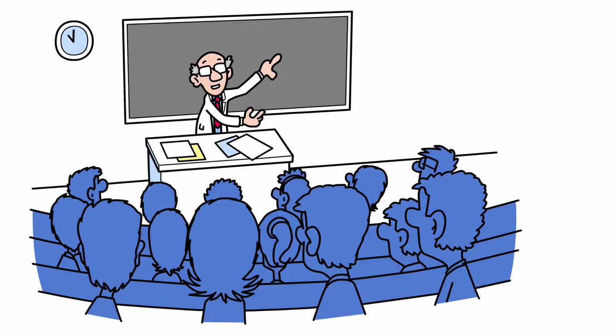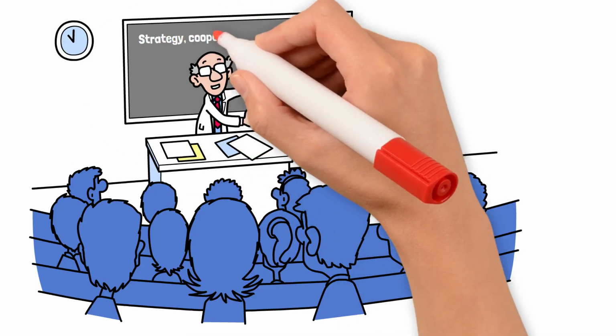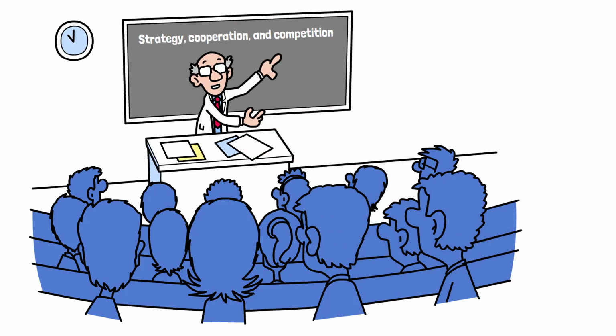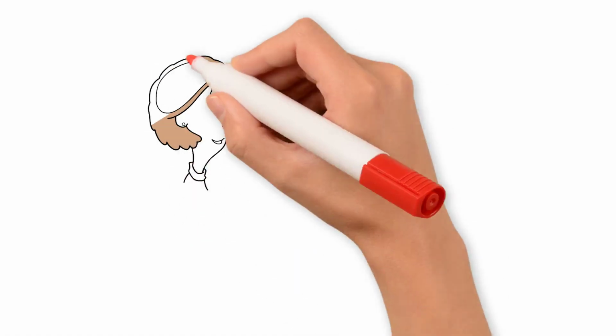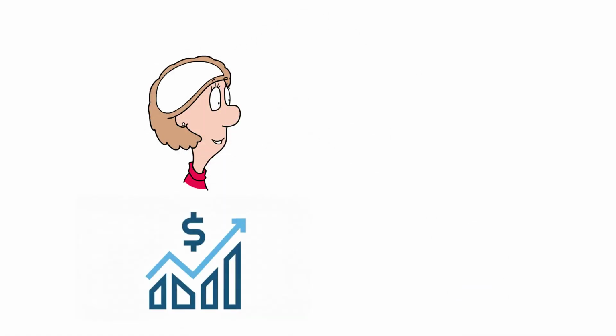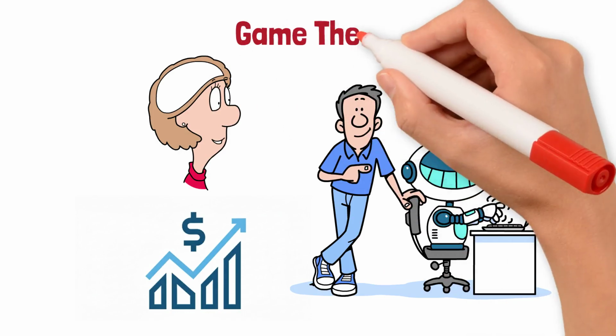Today, we're diving into a field that explains strategy, cooperation, and competition. A field where mathematics meets psychology, economics, and even AI. This is game theory. Picture this.